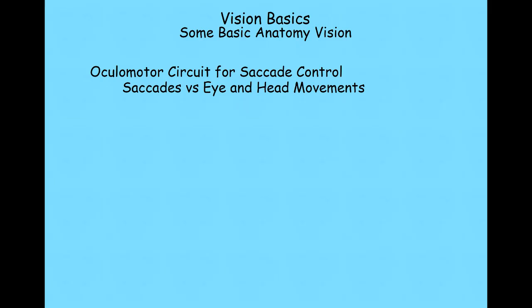I want to turn our attention from the general retinotectal system to a specific system with a very specific function. I want to turn our attention now to the oculomotor circuit for saccade control. So we'll first want to talk about the difference between saccades and eye and head movements. Then we'll have to notice that there isn't just one thing, the saccade. They come in different sizes, occur at different frequencies, and so on.